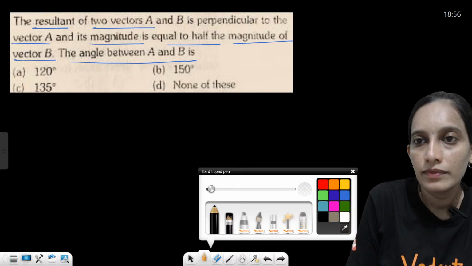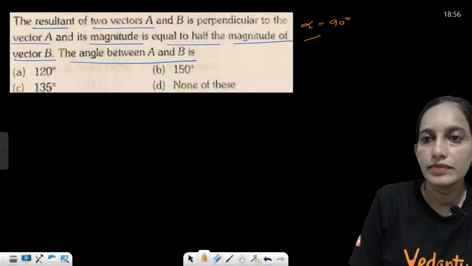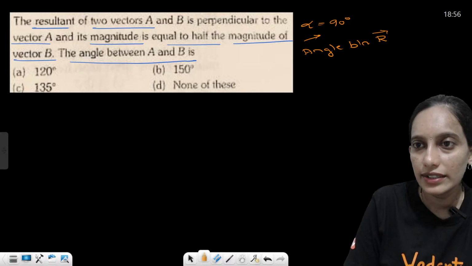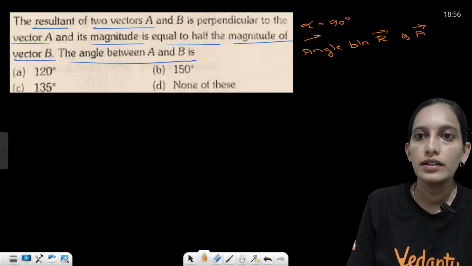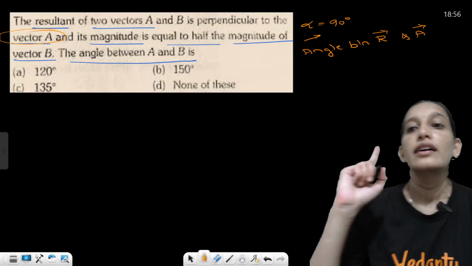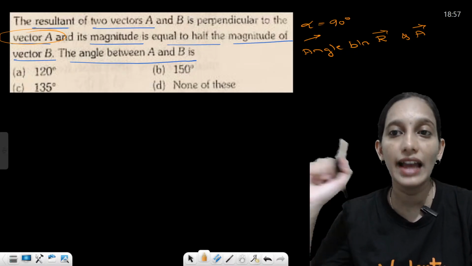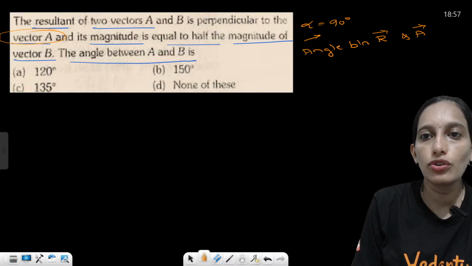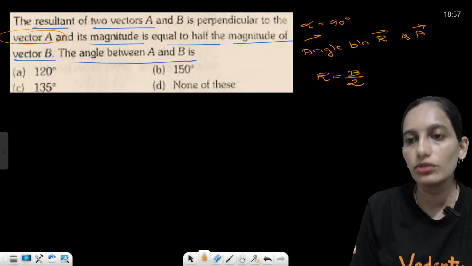Hope you agree. Alpha is equals to 90 degree. The angle between alpha ಅಂದ್ರೆ ಏನಿಲ್ಲಿ, angle between resultant vector and A vector. Okay, so the resultant of two vector is perpendicular to A vector andre the angle between R vector and A vector na 90 degree anta tagolbodu. It is not theta, it is alpha with respect to our formula. Okay, and its magnitude is equals to half the magnitude of vector B antide. So resultant magnitude na B by 2 anta tagolbodu.